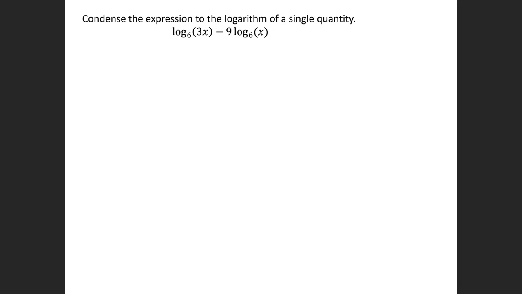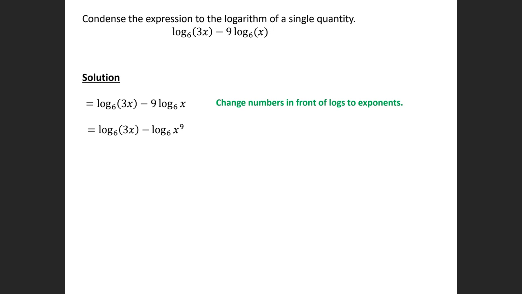So let's go ahead and do this in order. I see that on the right side of my log, I have a 9 being multiplied to the log of base 6 of x. So I can use my power rule so this 9 becomes an exponent, right? So I'm going to have log of base 6 of 3x minus the log of base 6 of x to the 9th power. There are no more numbers that I can convert to exponents. So now I have just the simple logs.